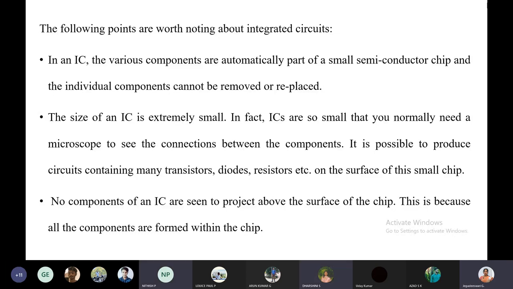The size of an IC is extremely small. In fact, ICs are so small that you normally need a microscope to see the connections between the components. It is possible to produce circuits containing many transistors, diodes, resistors, etc. on the surface of this small chip. Yes, then what is the meaning of this? It is a very small size, ma'am, and the connections between the components are not normally seen without a microscope.